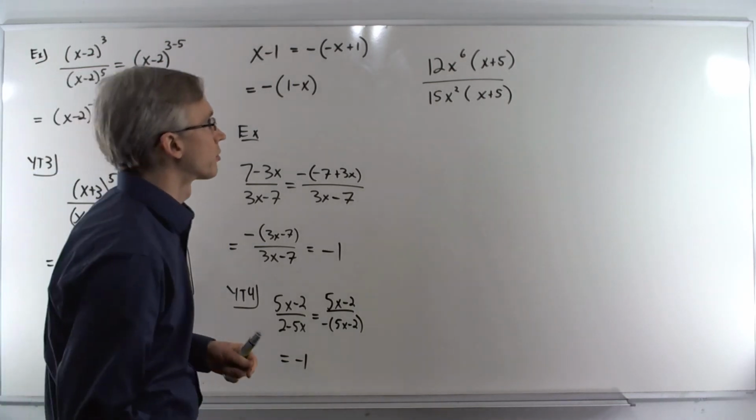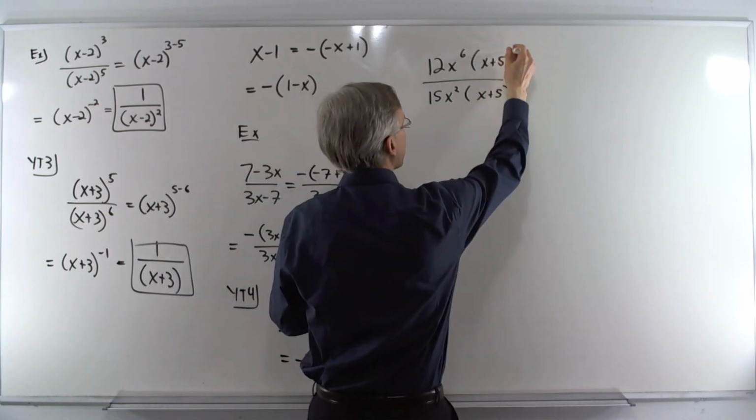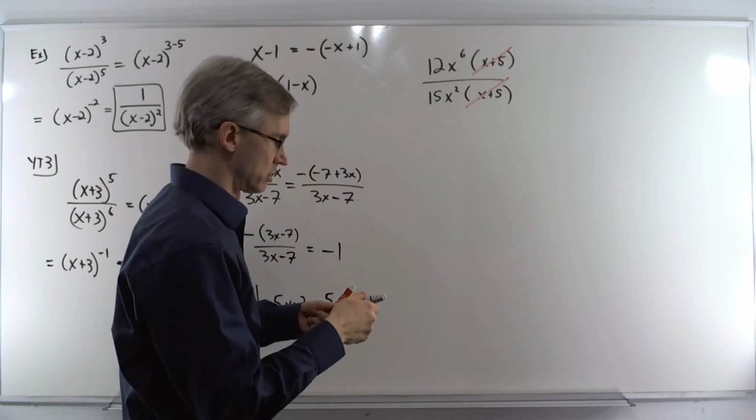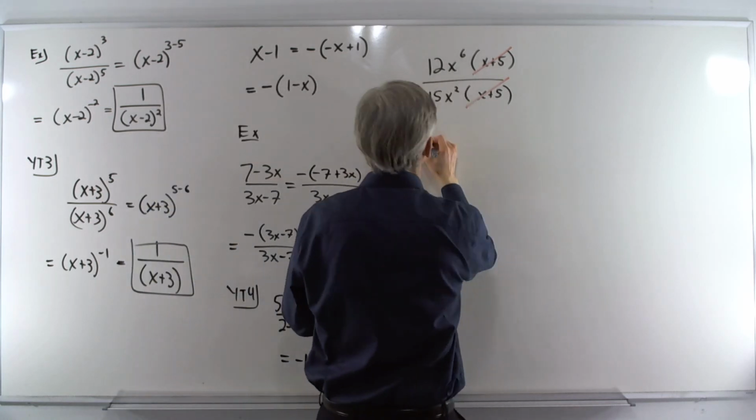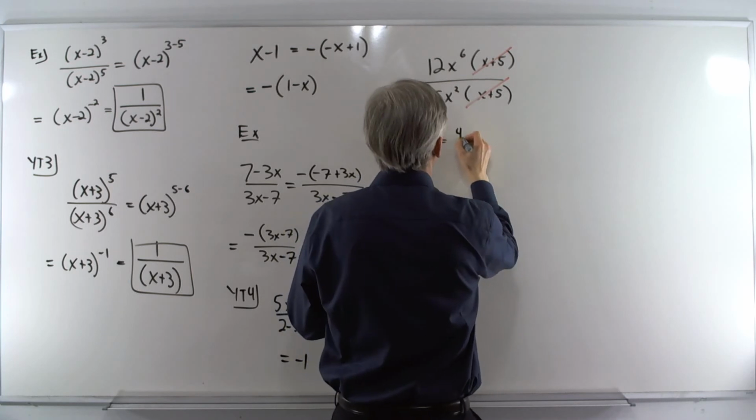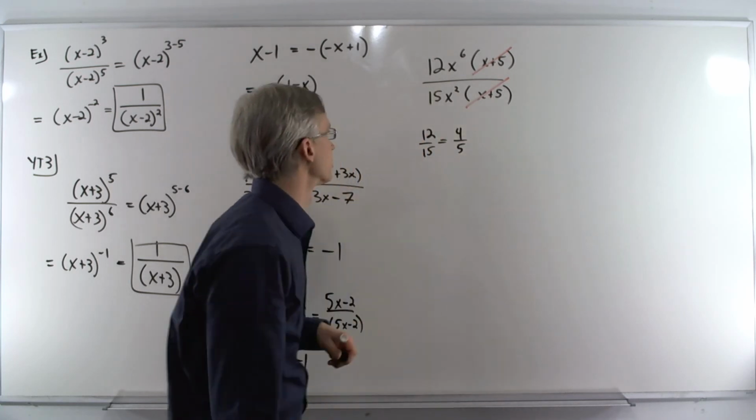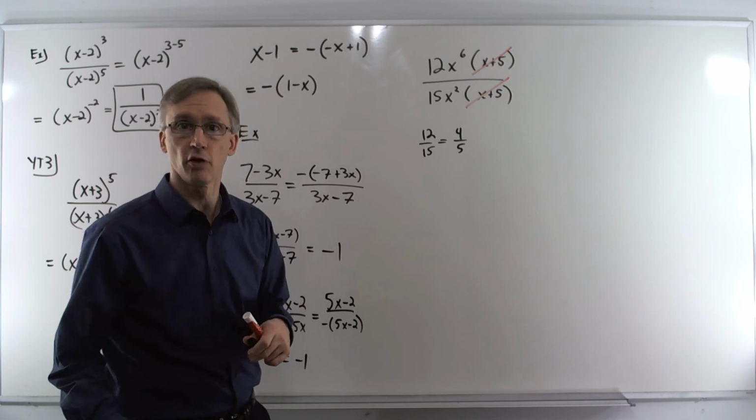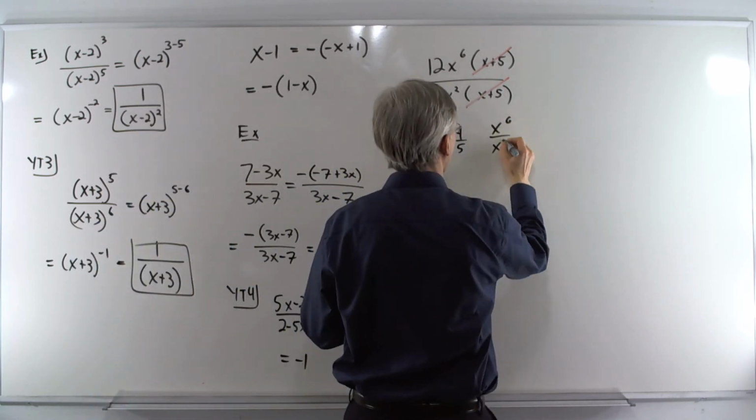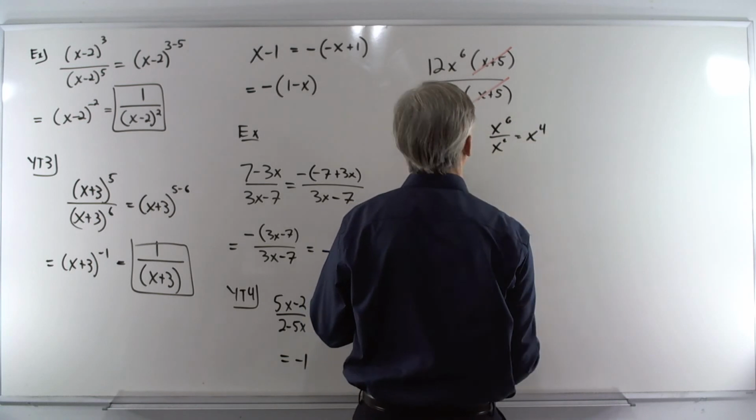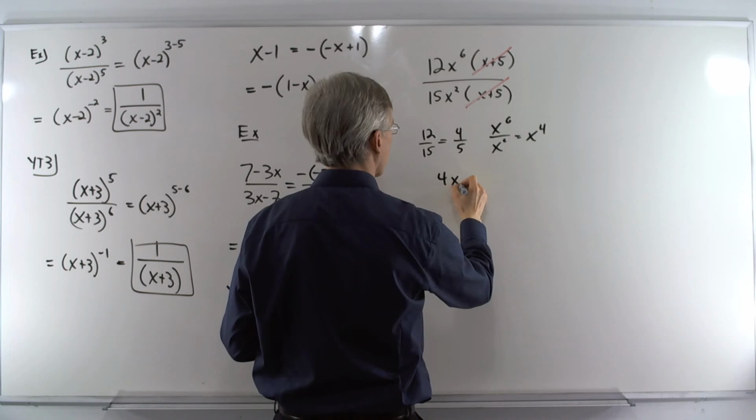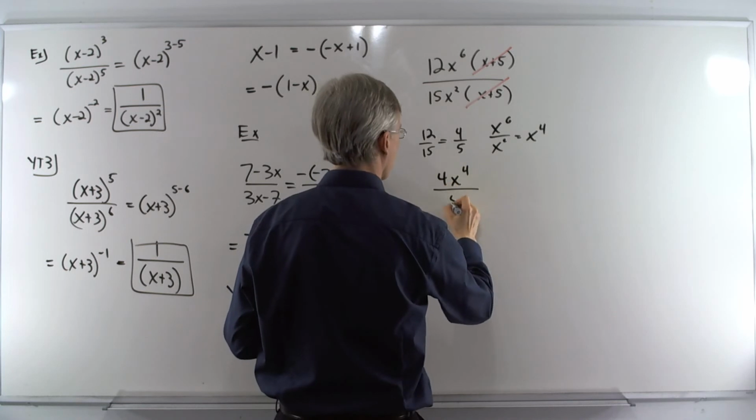Now in this case, we're given binomials already that match, so we can just cancel those right out. All right, now we're going to reduce the fraction. 12/15 is equivalent to 4/5, and then x to the 6th over x squared is x to the 4th power. So our final answer will be 4x to the 4th over 5.